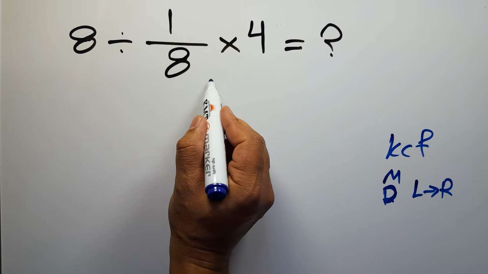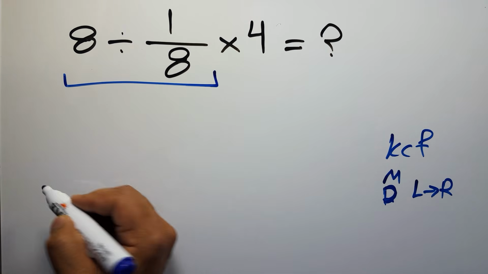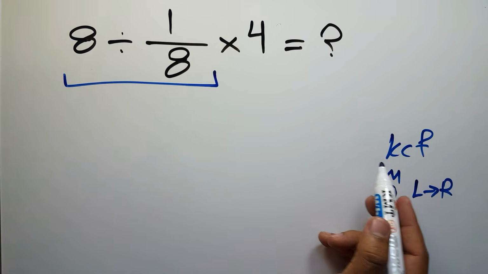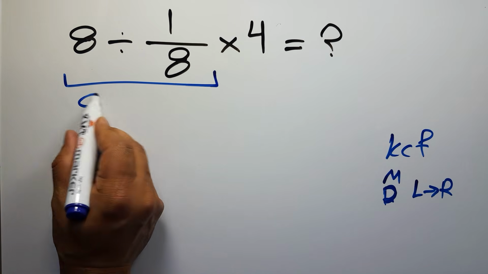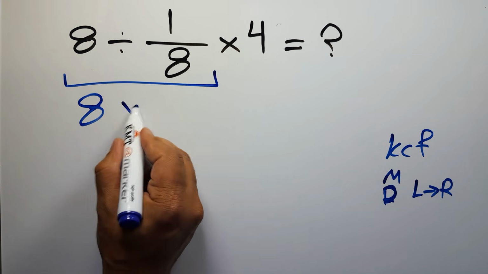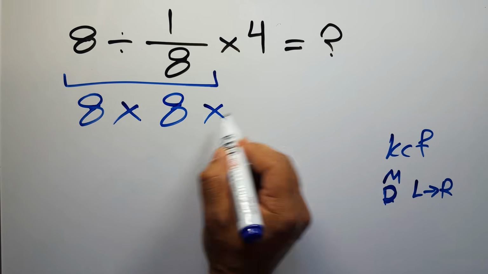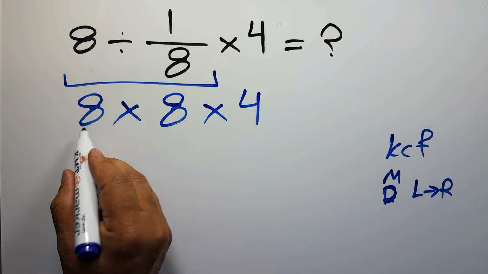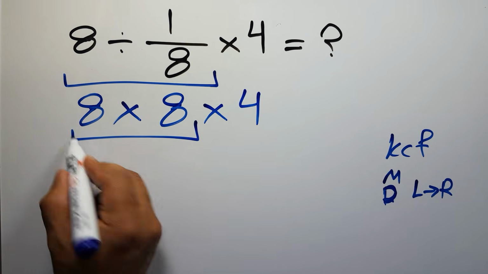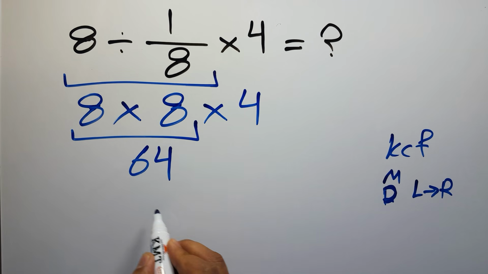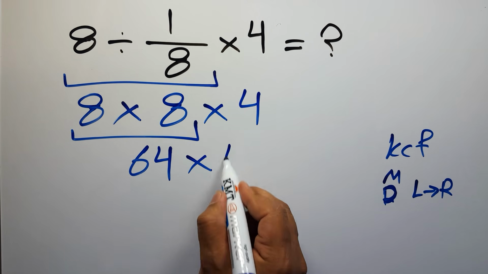8 divided by 1 over 8. According to the KCF rule, we can write keep the first fraction, change division to multiplication, and flip the second fraction. And here we have times 4. So 8 times 8 gives us 64. So we have 64 times 4.